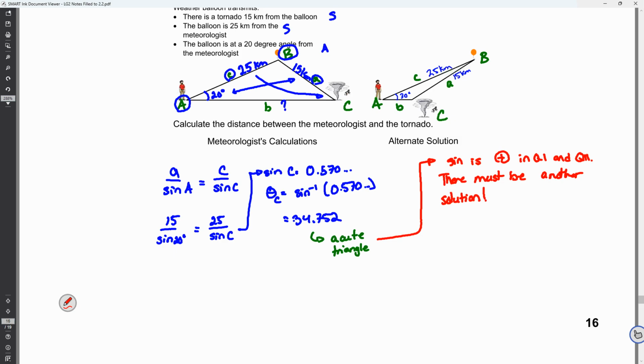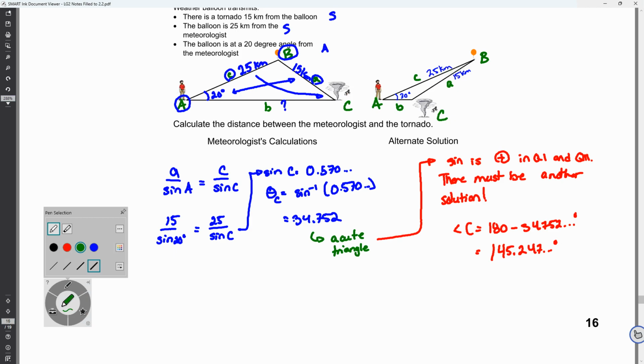Okay, which means the other solution would be that if we do angle C, we're going to do the opposite. So we're going to do 180 minus the same reference angle, 34.752 dot dot dot. That means we have another solution where it's 145.247 degrees. And this is our obtuse triangle solution. So we skip a step of having to calculate that by just working off our reference angles, because we know that sine is positive in Q1 and Q2.